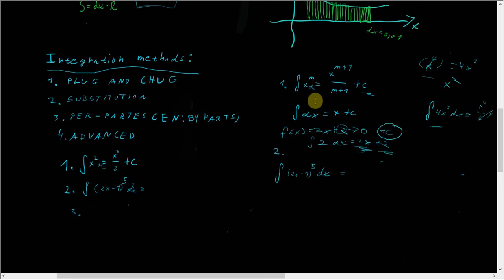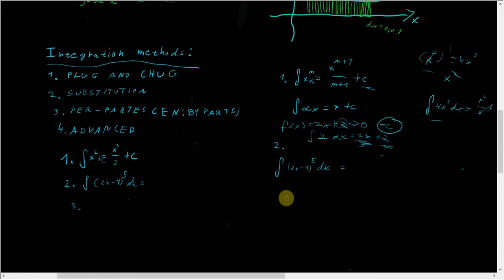I urge you to pause the video and try and work through this by yourself. If you can't, then just follow me. So we are going to substitute, and our u is going to be equal to 2x minus 1.